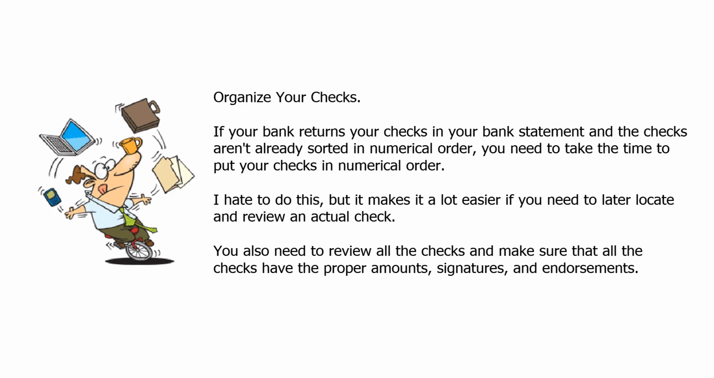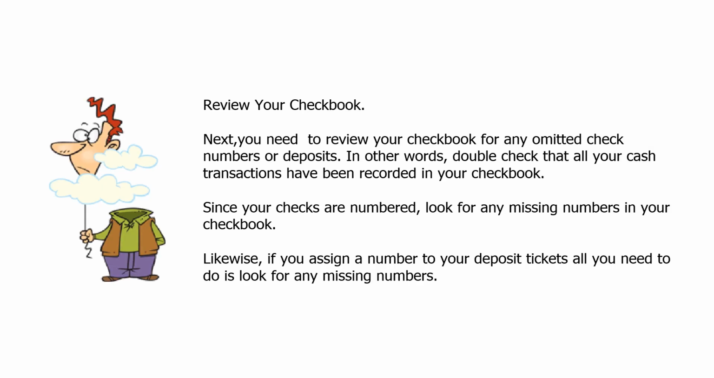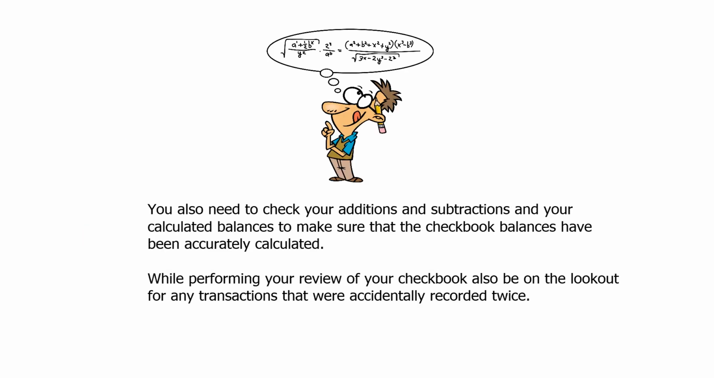Review your checkbook. Next, you need to review your checkbook for any omitted check numbers or deposits. In other words, double-check that all your cash transactions have been recorded in your checkbook. Since your checks are numbered, look for any missing numbers in your checkbook. Likewise, if you assign a number to your deposit tickets, all you need to do is look for any missing numbers. You also need to check your additions and subtractions and your calculated balances to make sure that the checkbook balances have been accurately calculated. While performing your review of your checkbook, also be on the lookout for any transactions that were accidentally recorded twice.